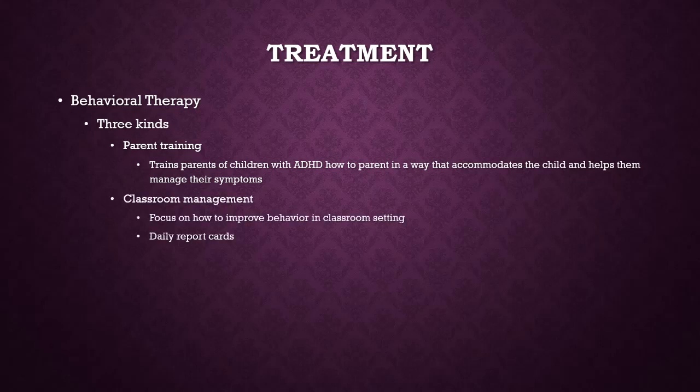The second kind is classroom management. Classroom management helps the child figure out how to improve their behavior in a classroom setting and often involves daily report cards being sent back. The third kind is peer interventions. This deals with social skills training and adults mediating interactions between different kids.